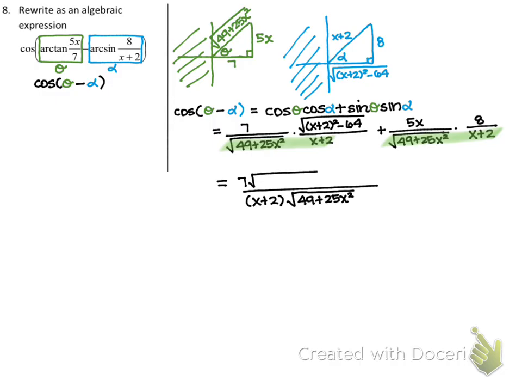And then here I'm just going to push them together. 7 square root x plus 2 squared minus 64 plus, and then the 5x and the 8 I can actually multiply together. That's 40x. That's my answer. Don't try simplifying it. It is an absolute nightmare. Just leave it like that.